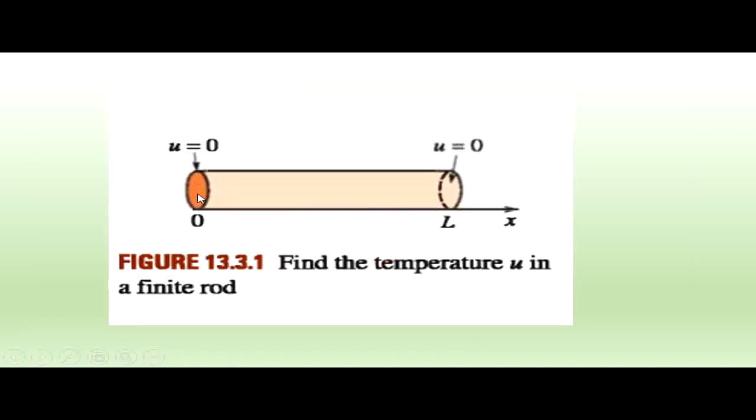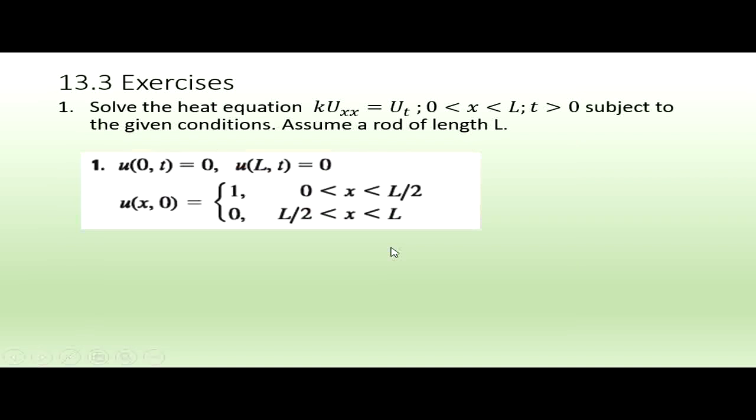So this is the given rod. In the beginning we are assuming u is 0, at the end u is also 0. This is the rod given to us. In this first example we are going to solve the heat equation given here: k times u_xx is equal to u_t. This is nothing but k times del square u over del x square, which is equal to del u over del t, for all x in the interval 0 to L and t is positive.